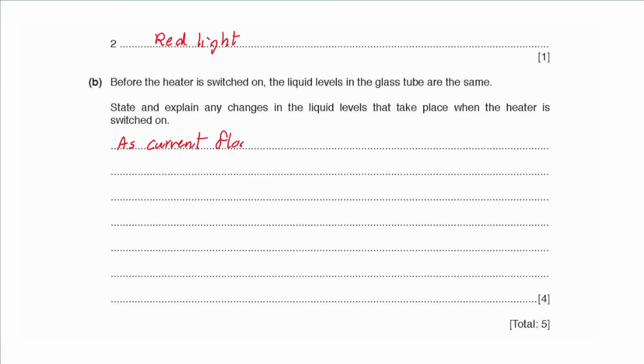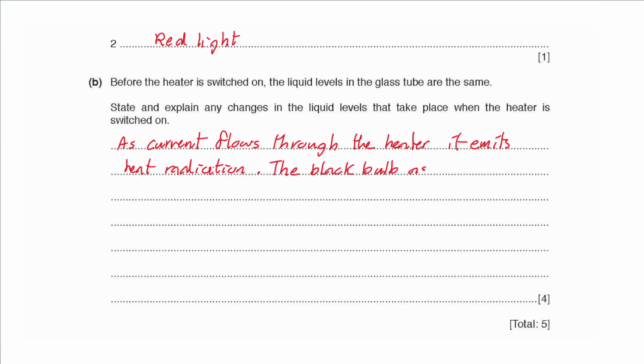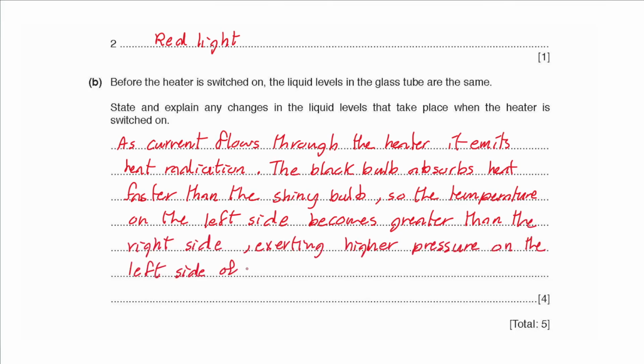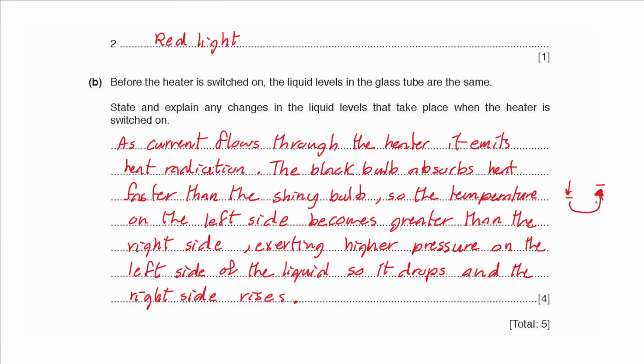We say as current flows through the heater, it emits heat radiation or infrared radiation, and then we say the black bulb absorbs heat faster than the shiny bulb, so the temperature on the left side, the black side, becomes greater than the right side, exerting higher pressure on the left side of the liquid, so it drops, and the right side rises because the liquid is incompressible. So if you push the level on the left side, the level on the right side automatically goes up because it has no space to flow except this way.